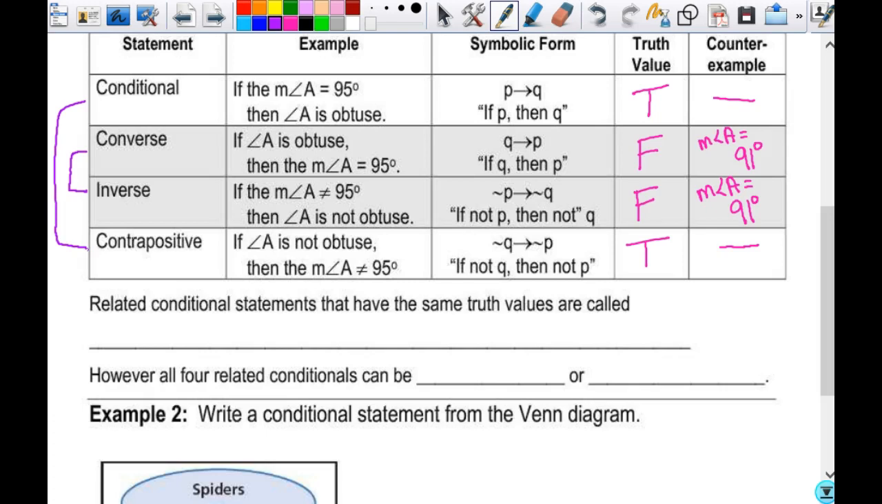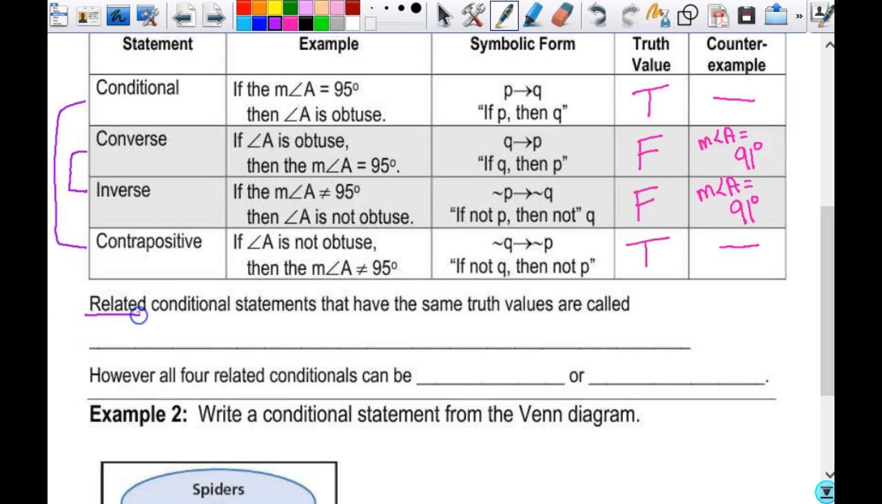Now, listen carefully. That does not mean that every time you write something, it's true, false, false, true. Okay? Because it could be false, true, true, false. They could all be true. They could all be false. All right? But what has to happen is whatever the conditional is, whether it's true or false, the contrapositive is also. And same for the converse and inverse because they are related.